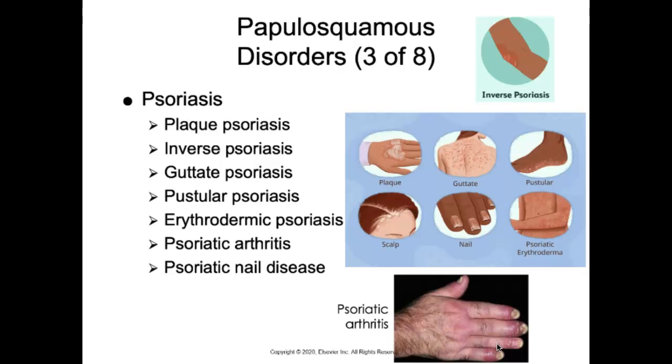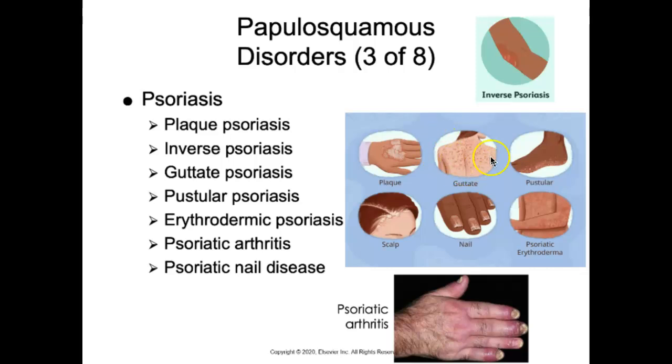So you can see there's many different forms. This one is our plaque psoriasis. We've got inverse psoriasis, which is rare and typically develops in areas where we have the skin folding, such as the elbow that we see pictured here. It could be in the axilla or the groin.